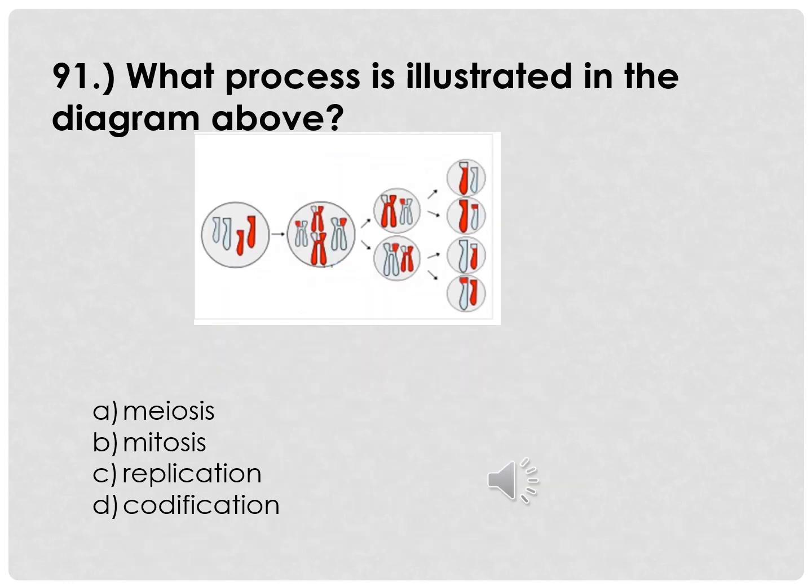What process is illustrated in the diagram below? If we look at this diagram, we can see that there are two different cell divisions going on. And if we see two cell divisions, we know that it has to be meiosis, because mitosis only goes through one cell division. So our answer is A, meiosis.